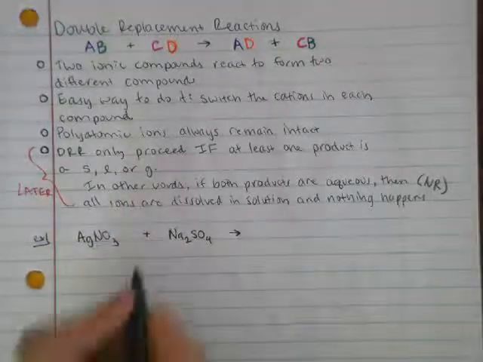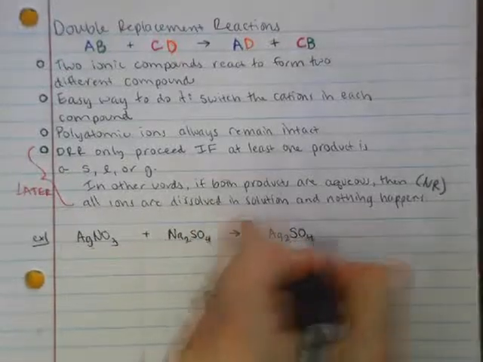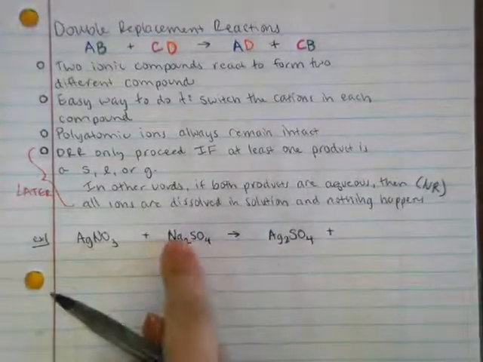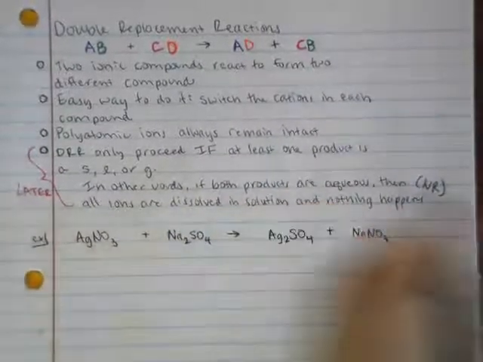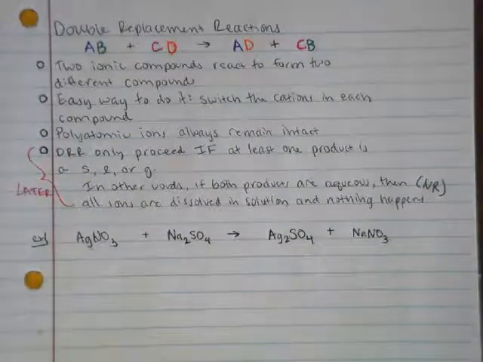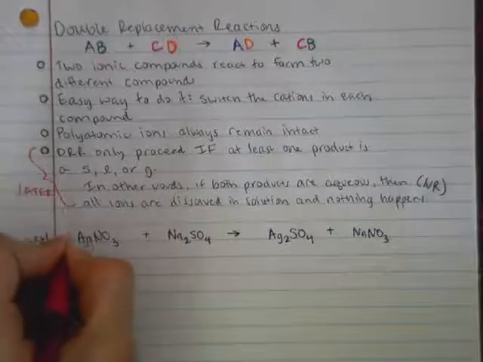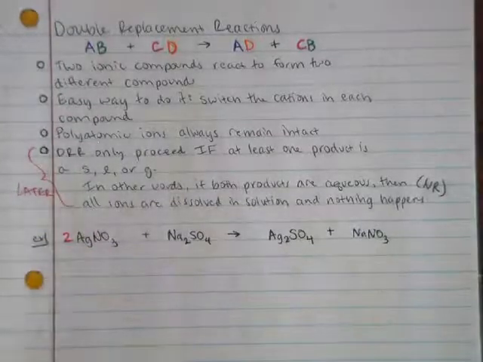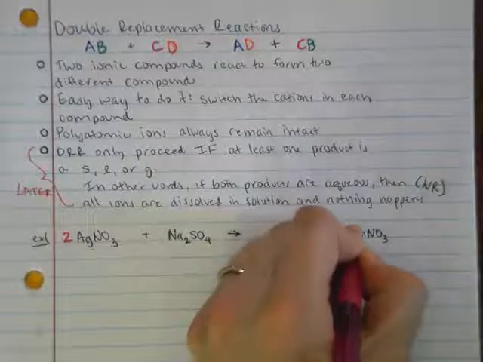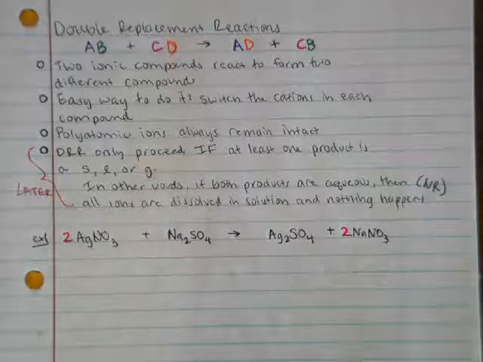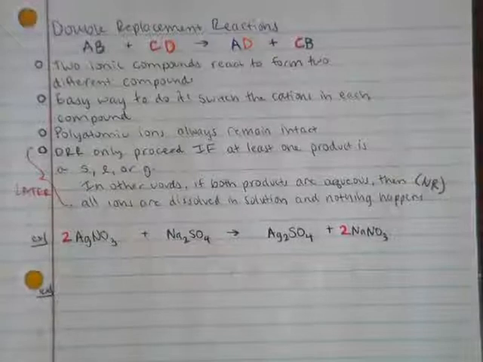So silver is always a 1+, sulfate's a 2-. I'm going to make Ag2SO4, and then the sodium will bond with the nitrate and make NaNO3. And the last thing we have to worry about for our purposes this week is just balancing. So I'm going to double my amount of silver nitrate and the amount of sodium nitrate produced. And that covers it. That's literally it. So let's do a couple more, and then we'll worry about solubility later.